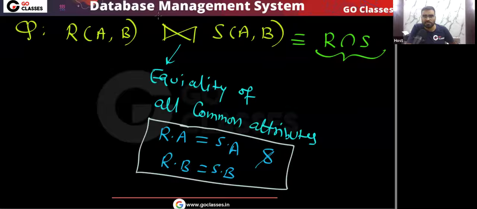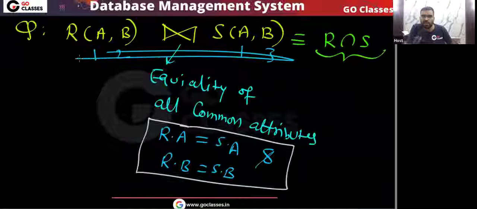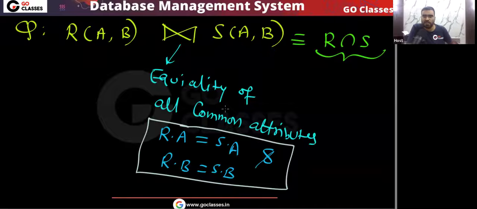Only the common tuples will be there in the output, because here you have AB, here you have AB. Yes or no? So, for example, this 1 2 will match with 1 2. This 1 2 will never match with 1 3. They will never match. So the answer will be the same as intersection. Is this clear? Please tell me. If all the attributes are common attributes, then the answer is the same as intersection.